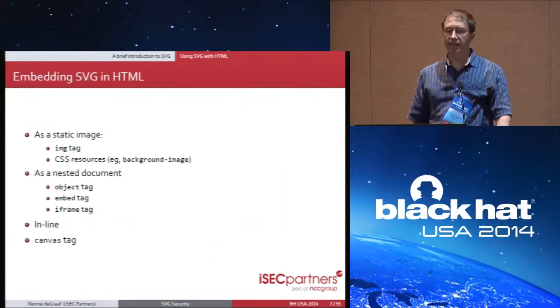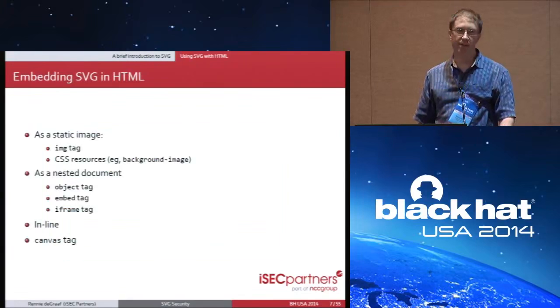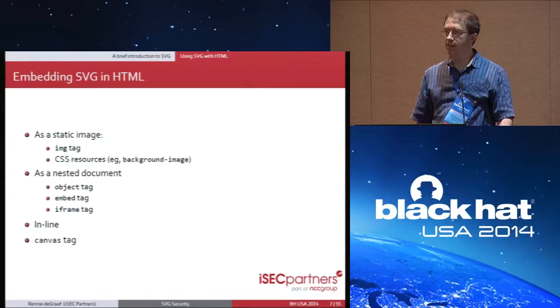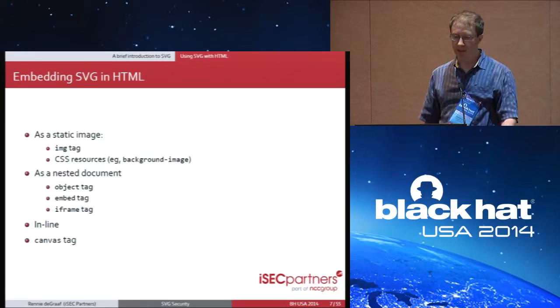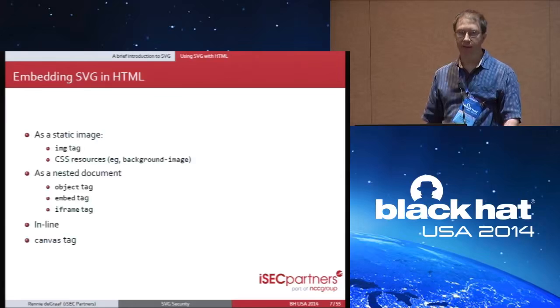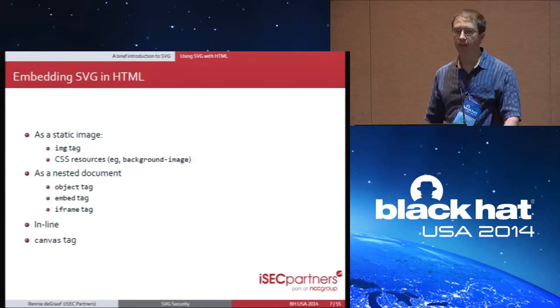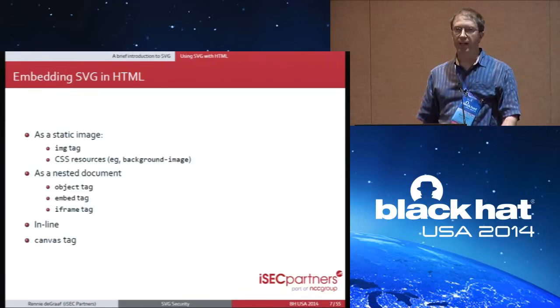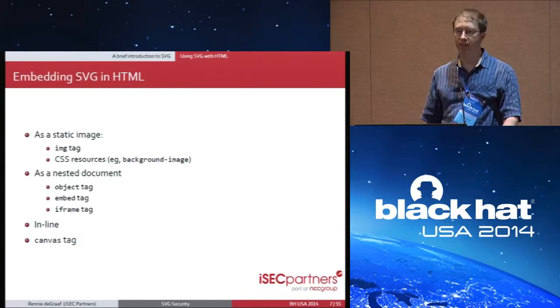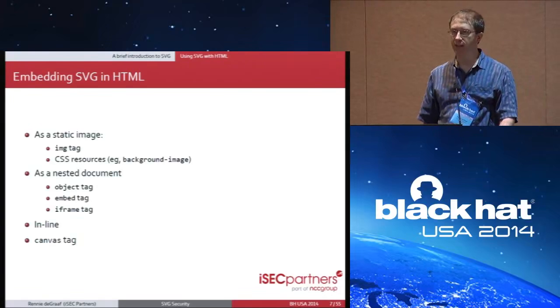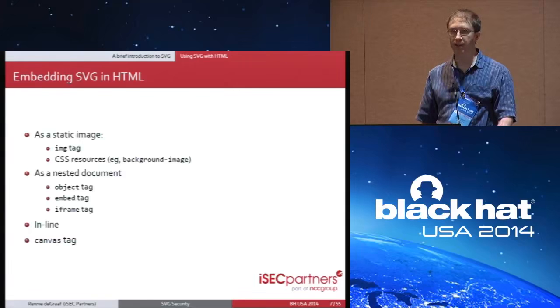There's a number of ways to use SVG in an HTML document. Obviously, since it's an image, you can do it with the image tag, or as a CSS resource, like a background image or something. But you can also use SVG as a nested document using an object, embed, or iframe tag. The static image contexts and nested image contexts are different, and we'll be coming back to that more as we go on. You can also drop an SVG inline into HTML5, which has some somewhat different properties that standards committees and browsers don't seem to entirely agree on yet. And then you can draw SVG onto canvas tags, and there's probably some other way to do SVG that I haven't thought of.